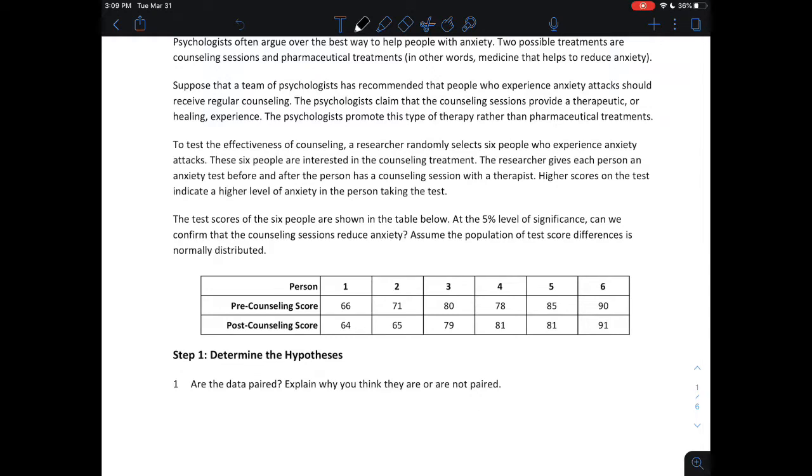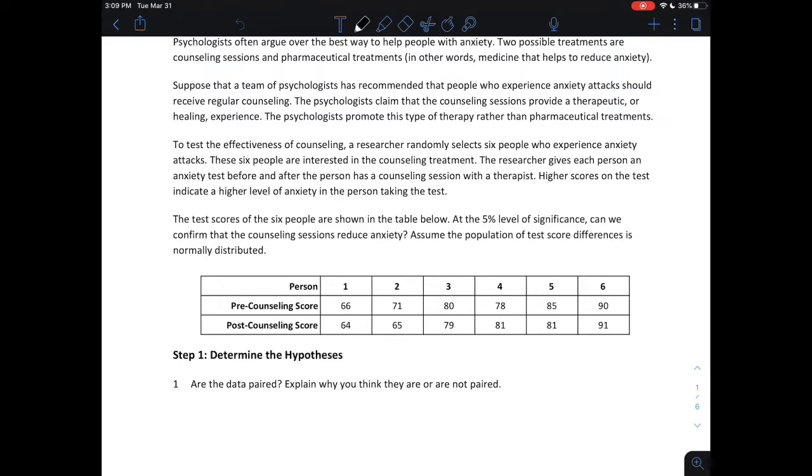So first we have this data. In the first row we have person 1, 2, 3, 4, 5, 6. And then we have scores. The second row has the pre-counseling score on the anxiety test. And then the last row has the post-counseling score on the anxiety test.